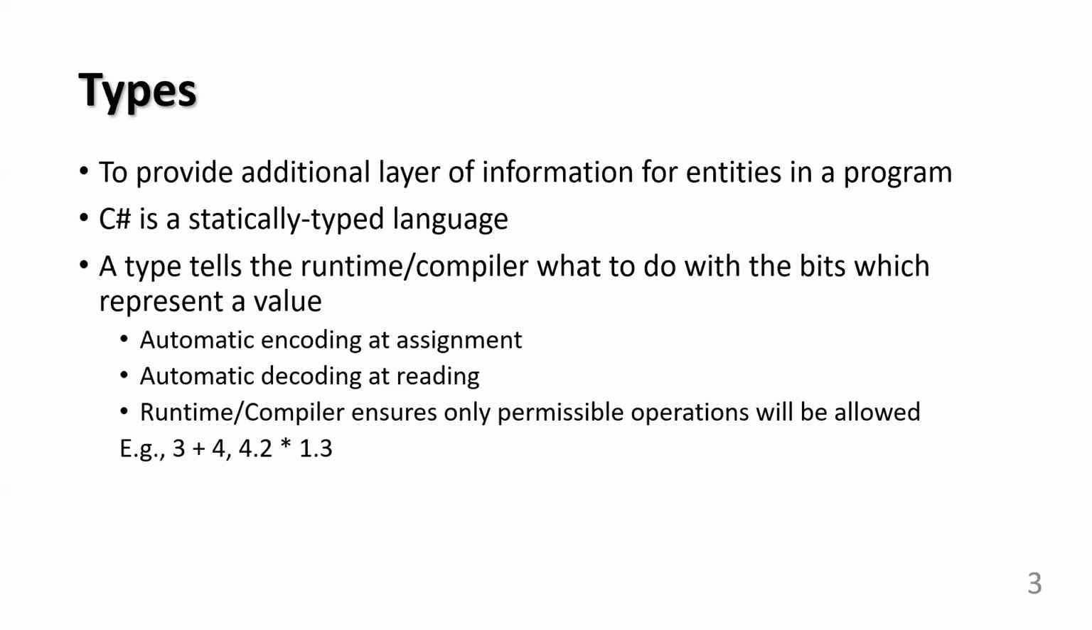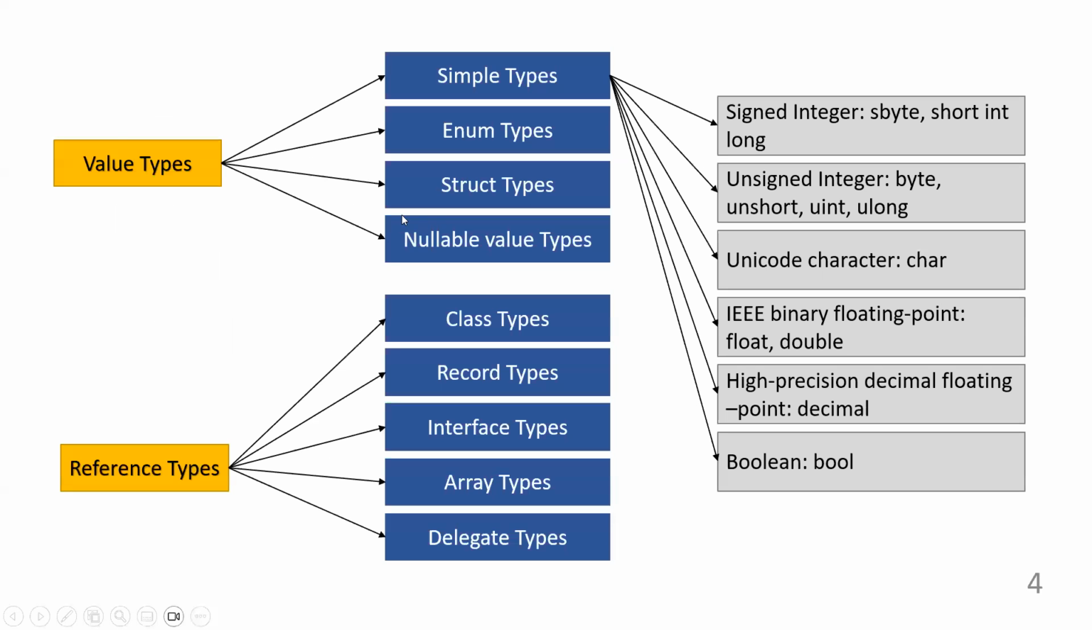Look at this one. It says that to provide an additional layer of information for entities in a program, we have types. We have those simple types, but they are categorized into two major categories or classes. One of them is value types, and the other one is reference types. What is the difference between these two?